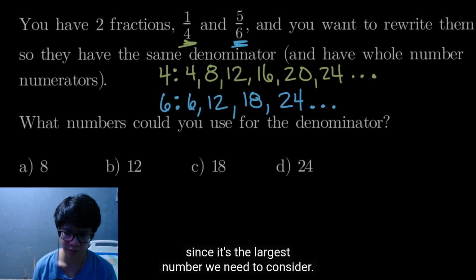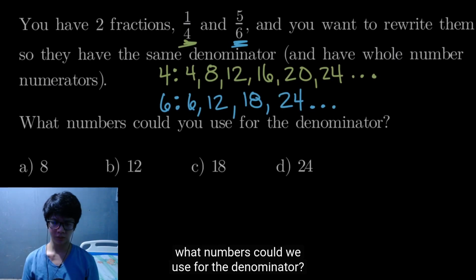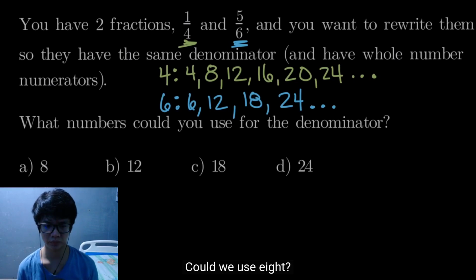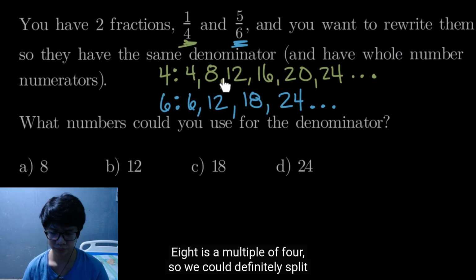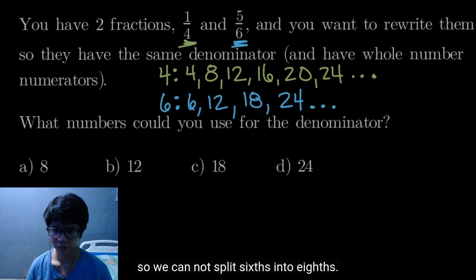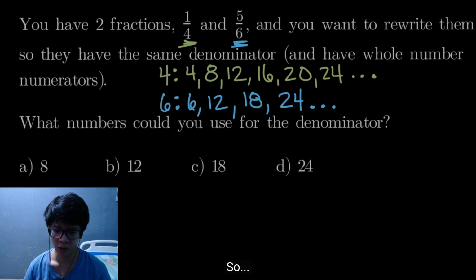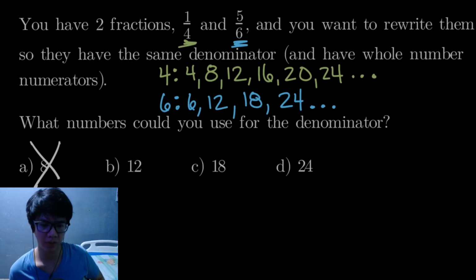B and D. So down to our answer choices. What numbers could we use for the denominator? Could we use 8? No. Let's look at these lists. 8 is a multiple of 4, so we could definitely split fourths into 8s. But 8 is not a multiple of 6, so we cannot split sixths into 8s. So 8 will not work as a denominator for both fractions.